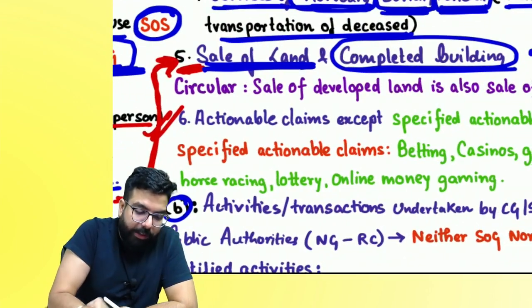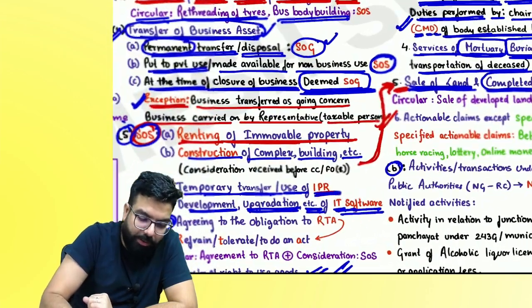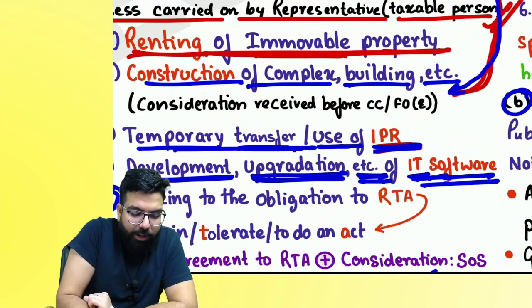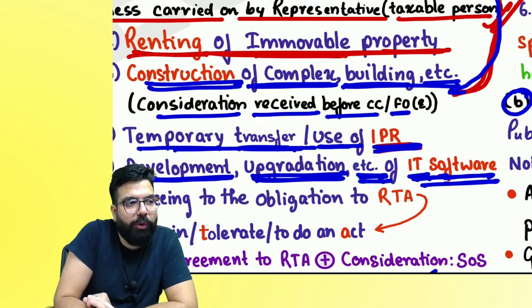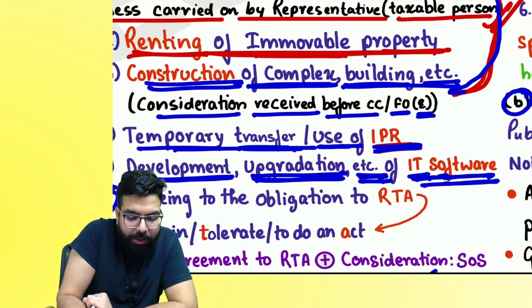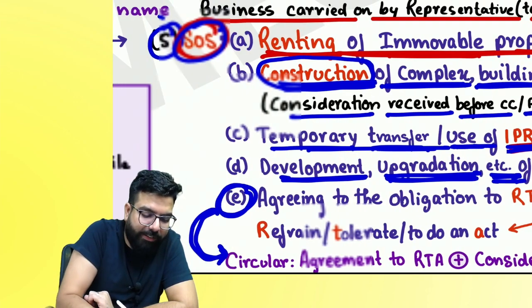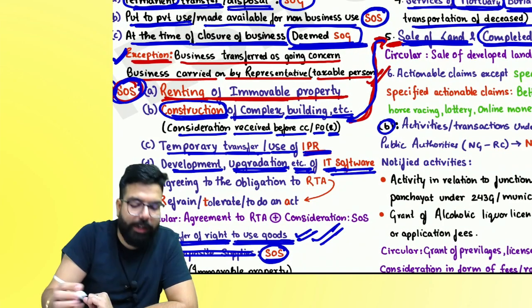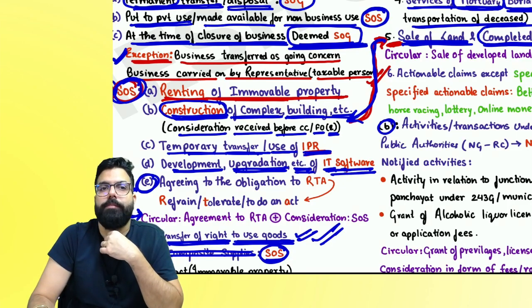Now listen. See, sale of land and completed building is neither supply of goods nor supply of service. But here you should link what? Construction of complex and building means, if consideration is received before the completion certificate or first occupancy, whichever is earlier, then it will become construction. And construction is a supply of service. Is my point clear? Please see these two and tell me if you are clear.